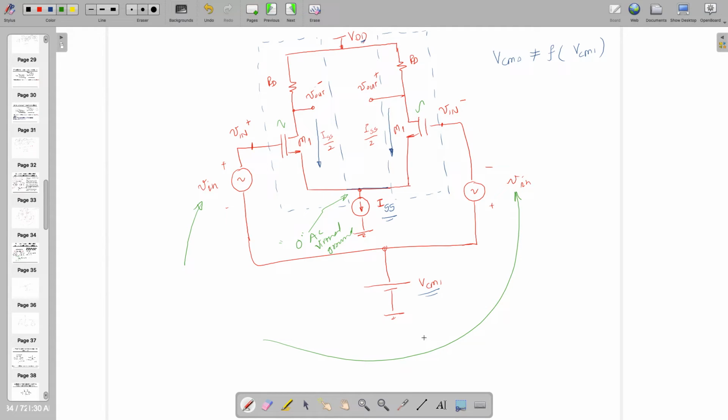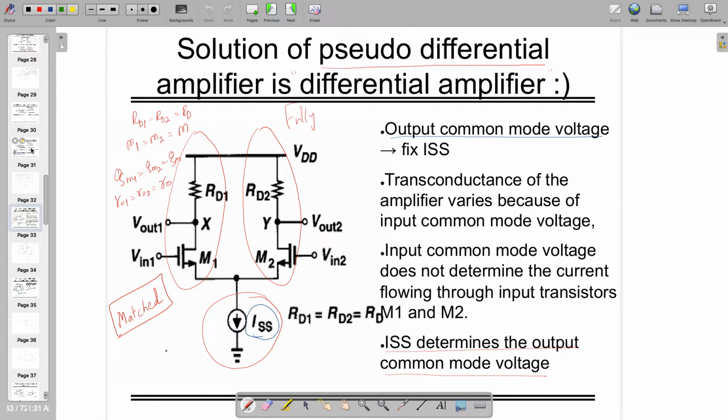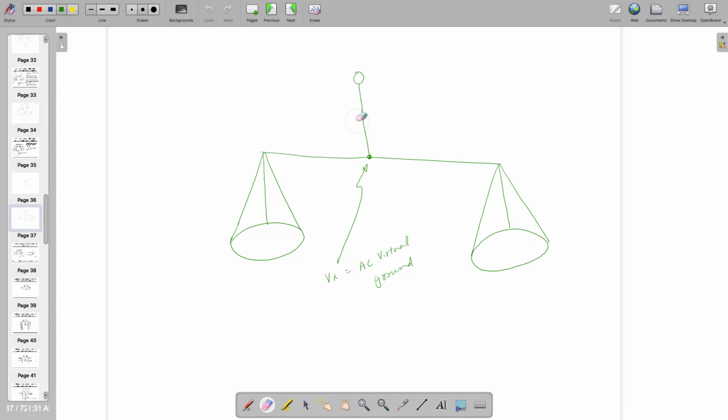So this is one thing which we already took care of. But as I told you, there is an analogy with this weighing machine, and the middle point is always 0. However, this VCMI is actually acting as a spring in between this one. This is in my hand, by the way. I am holding this. So you can see this virtual ground is virtual ground, always, no matter what spring is there.